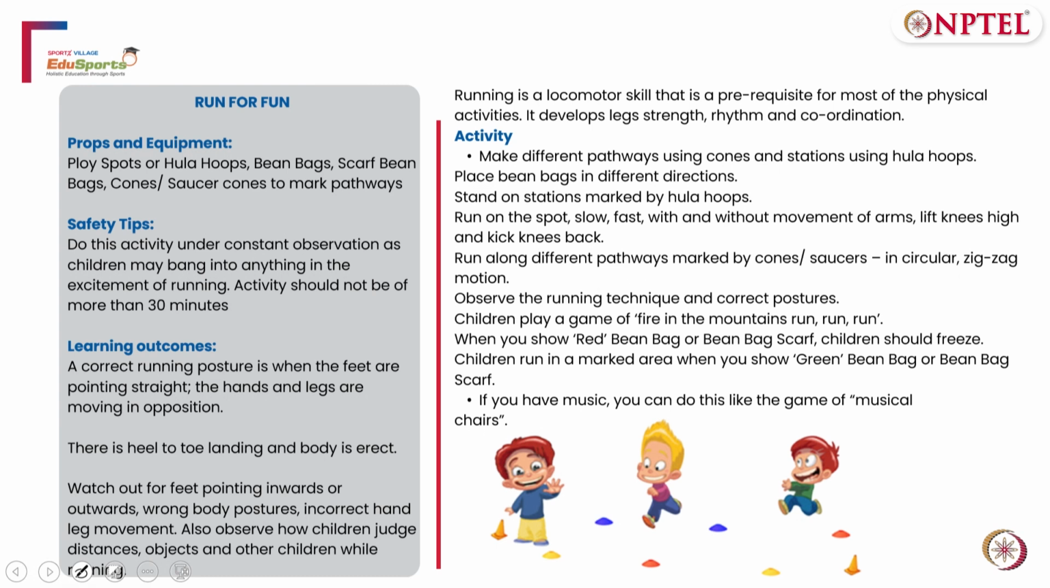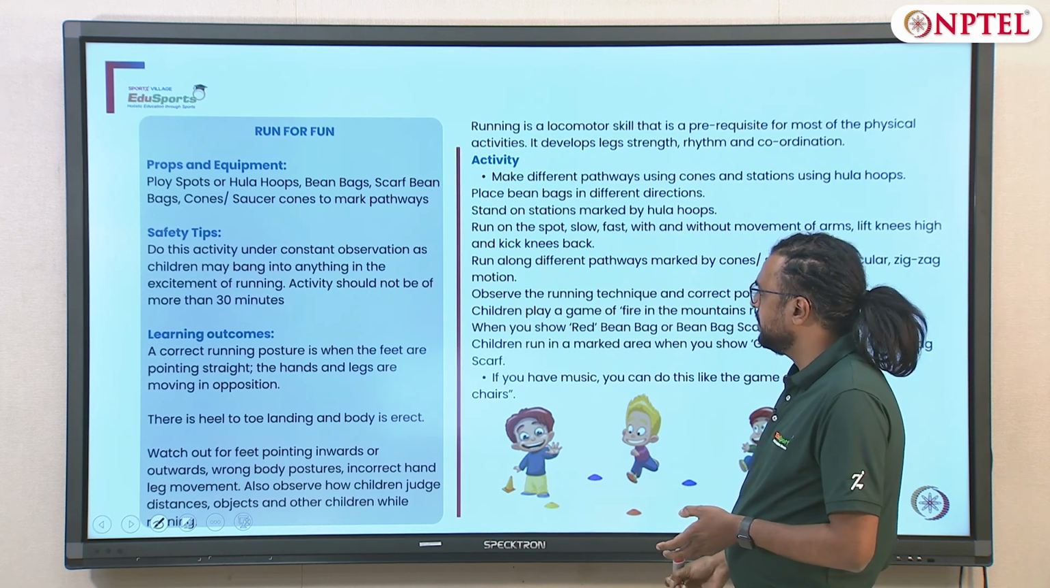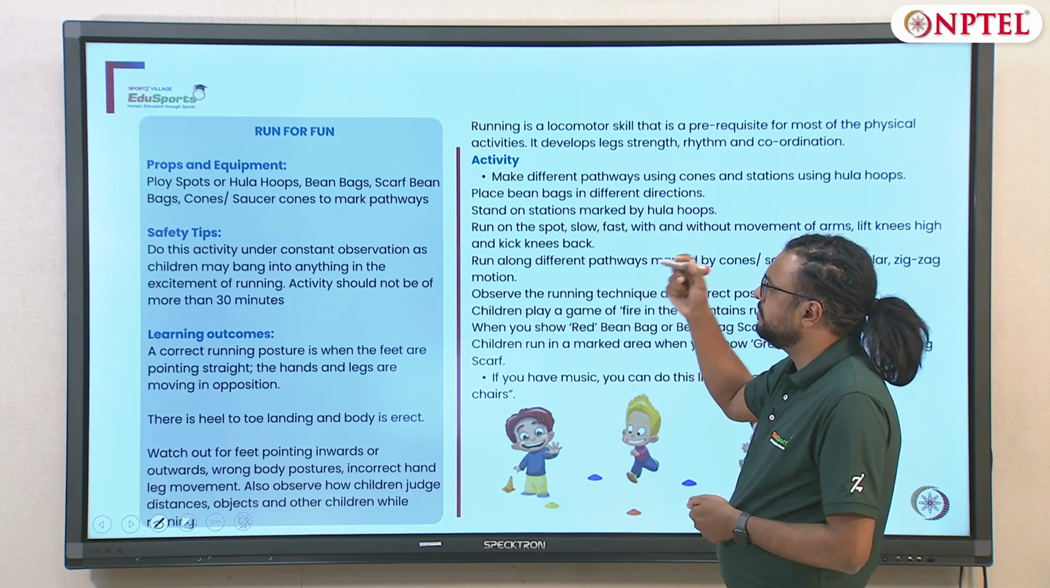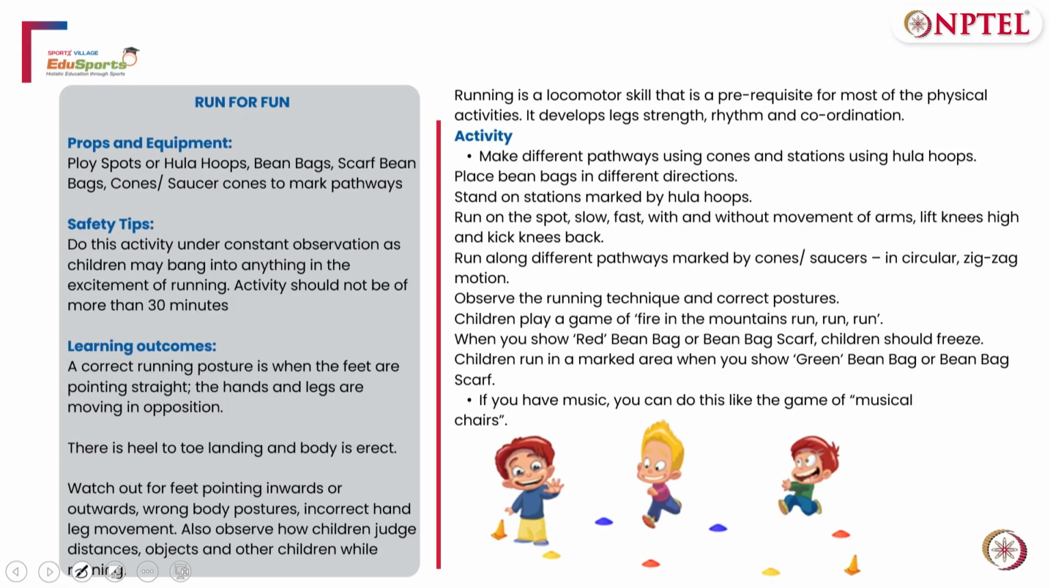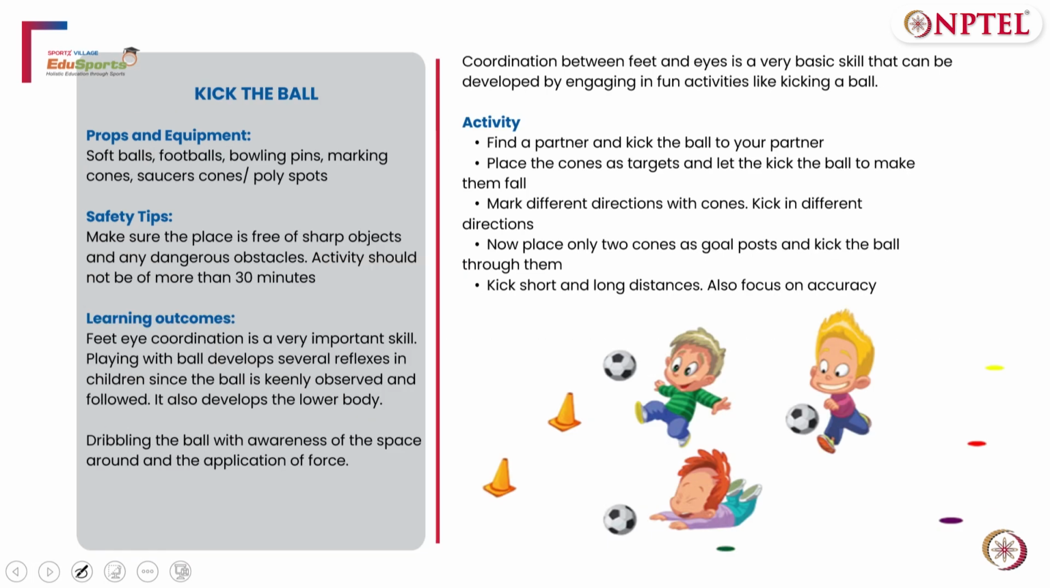Again, this is also an example of a lesson plan, wherein it is clearly defined what the learning outcome is, what time you should spend, and the safety tips and the props and equipment required. This activity teaches the locomotor skill. This activity teaches the stability skill, or the non-manipulative skill. This activity teaches the manipulative skill. You are doing something with the object.